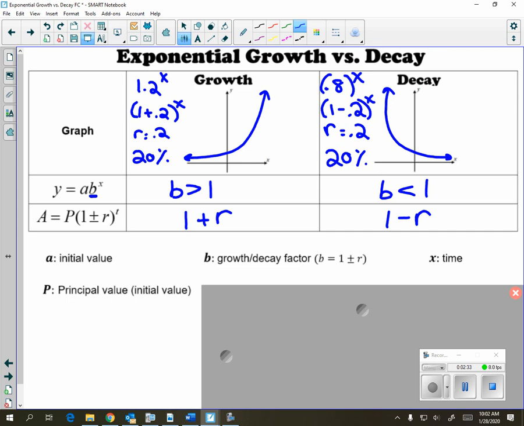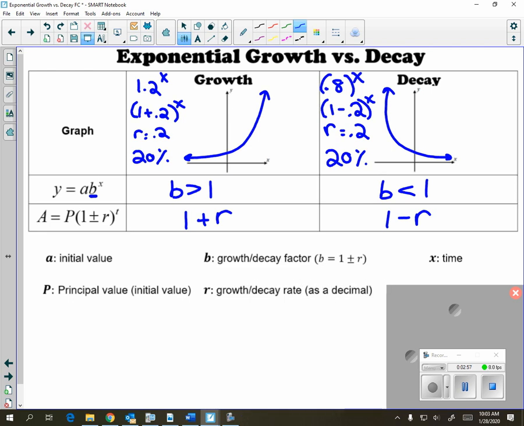Now we're going to say that P in this second formula down below is your principal value. It's the fancy word in financing of how much you are starting with. So if they say your principal value is $16,000 in a bank, it means you invested $16,000 to begin with. r is your growth or decay rate as a decimal. So you need to change that from a percentage.